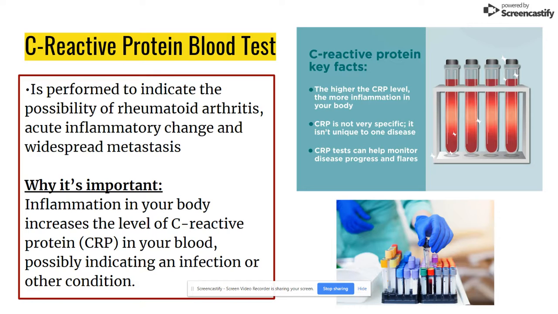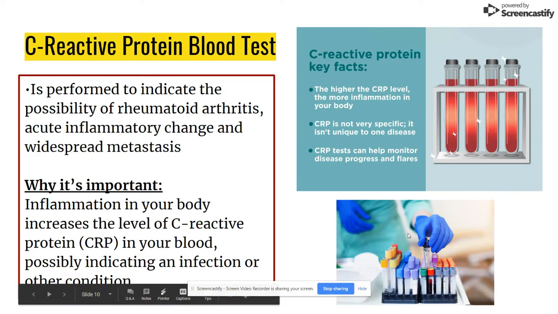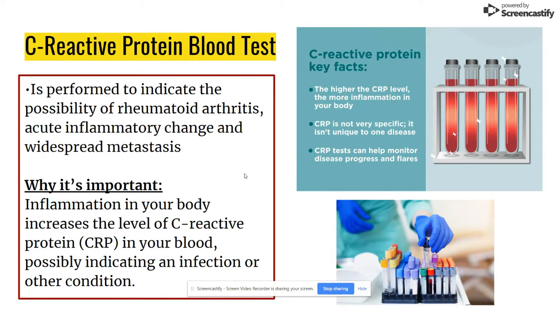It's here. You can reach a diagnosis or a possibility of a diagnosis of rheumatoid arthritis with a CRP test. It's really going to be great in monitoring those flare-ups because, if you're having a flare-up, they're going to look at your blood panel and look for those CRP levels. So inflammation in your body increases the level of C-reactive protein, and it can indicate an infection or other condition, just like rheumatoid arthritis, because rheumatoid arthritis is going to be that immunoskeletal disease. So it's looking at both versus just one system.